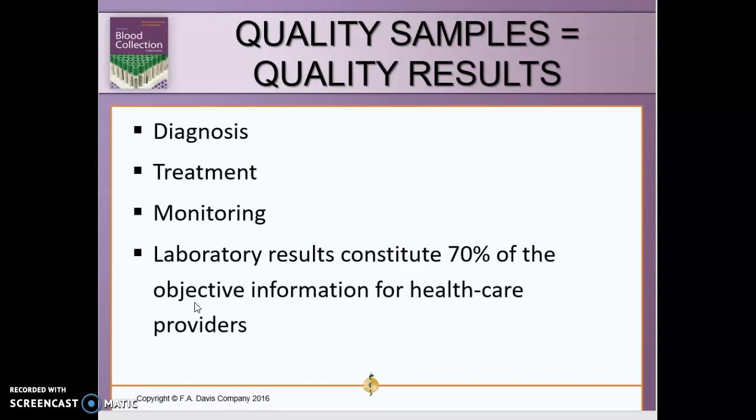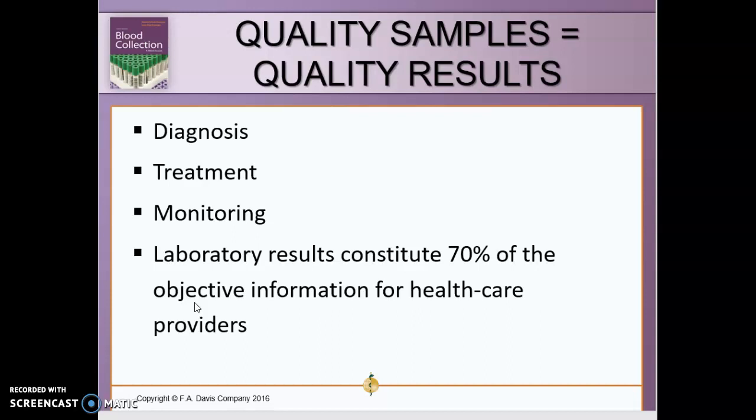Objective information is data that you can actually collect and see. So objective would be, I walk in, the patient tells me they have a headache, and I need to check their blood pressure. I check the patient's blood pressure and determine that they have a blood pressure of 178 over 130. I can physically see that. I'm testing that blood pressure, so I know what that blood pressure is.